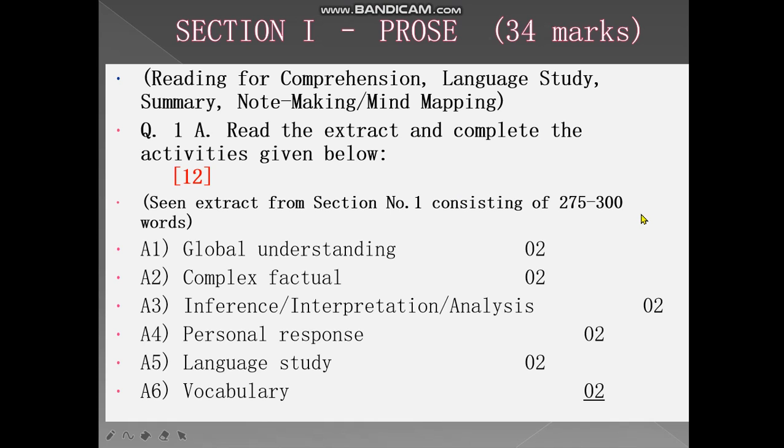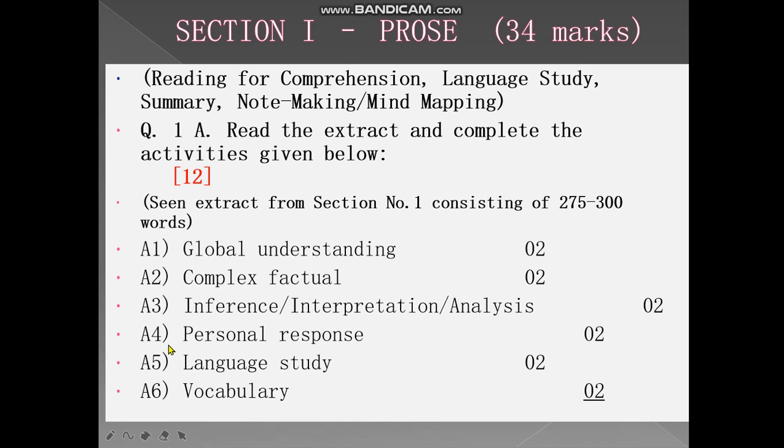That is for how many marks? 2 marks. This is called inference, interpretation or analysis. Inference, interpretation, what does that mean? You have to write your own opinion about it. Opinion does not mean you can write anything of your heart. Inference, what does that mean? You should think what is given in that passage and you have to try to convert that in your own words. That's called A3, inference, interpretation.